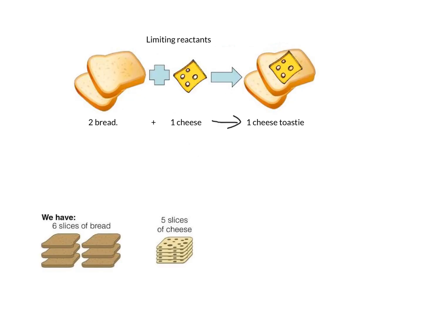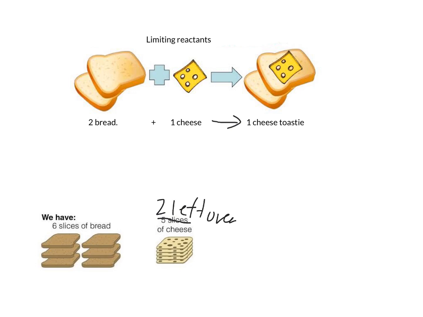So our recipe tells us we need 2 bread and 1 cheese to make 1 cheese toastie. But let's say we only have 6 slices of bread and 5 slices of cheese. Now what will happen in this case is that one of our ingredients is going to run out before the other. In this case, it is the bread. If we use all 6 slices of bread, we are going to end up using 3 of those 5 slices of cheese. In other words, we'll have 2 left over, right?